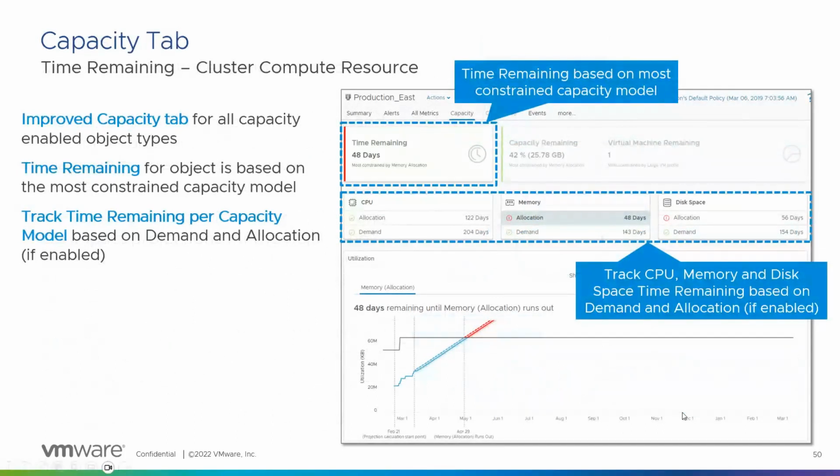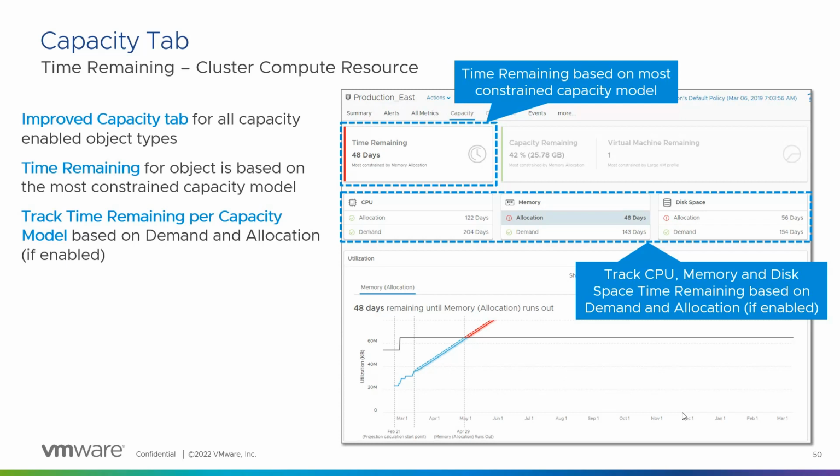Okay. So now I'm going to talk a little bit about some of the terminology that we have in the UI, so it makes some sense when you're looking at these numbers. All of the capacity-enabled objects have a capacity tab. When you go to that capacity tab, it defaults to the time remaining. So it shows you the time remaining there.